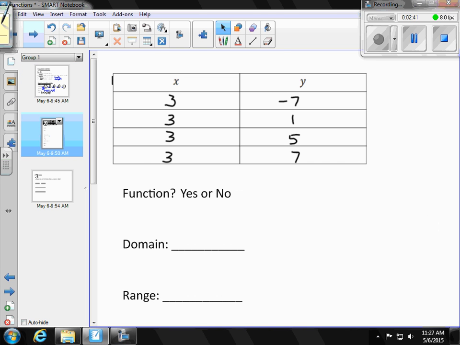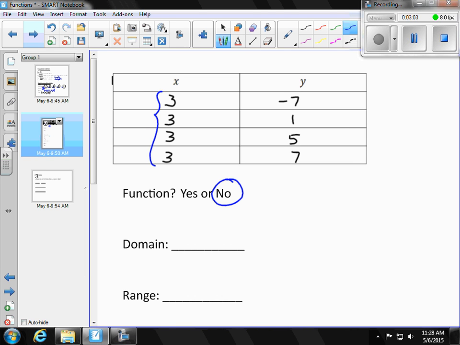Example number 2 gives us a chart with values in it. Is this a function, yes or no? Well, if I look here, all of my x values are the same. X equals 3 corresponds with multiple different y values, so in this example, no, it's not a function.